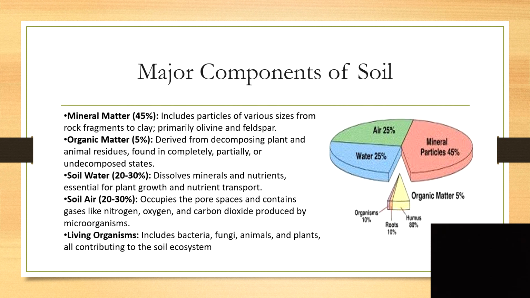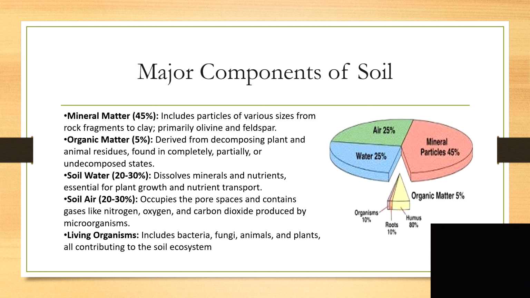Soil is composed of four main components: mineral matter, organic matter, water and air. Mineral matter forms about 45% of soil and consists of particles derived from weathered rocks such as sand, silt and clay. Sand particles are coarse and improve soil aeration and drainage. Silt particles are medium sized and help retain moisture and nutrients. Clay particles are fine and control the soil's plasticity, strength and water holding capacity.